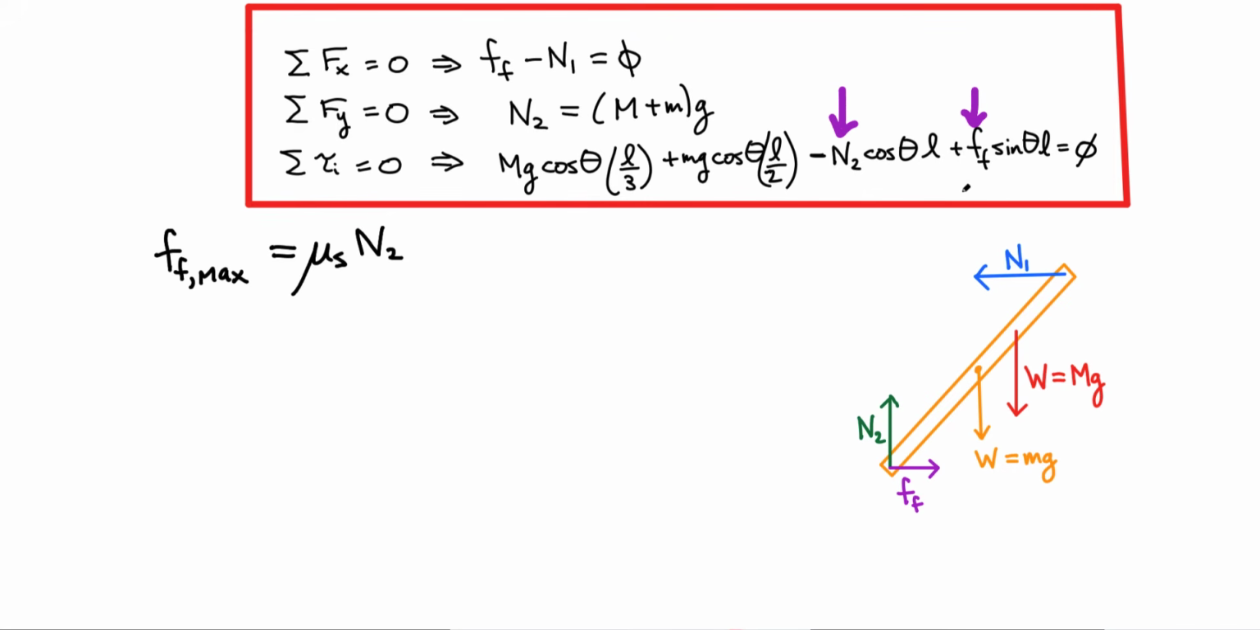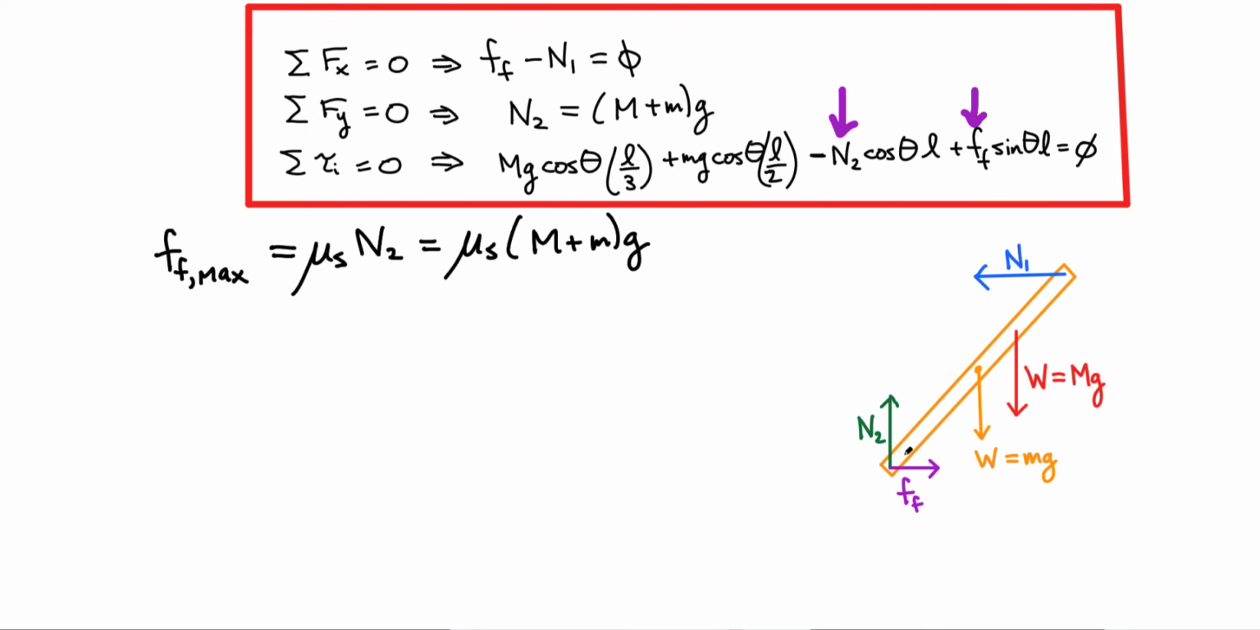So actually what you can do now is simplify this expression a little bit more, because we know what N2 is. N2 is simply the total weight of the system. So I can write this term as mu s multiplied by the total weight, which is M plus little m, multiplied by little g.